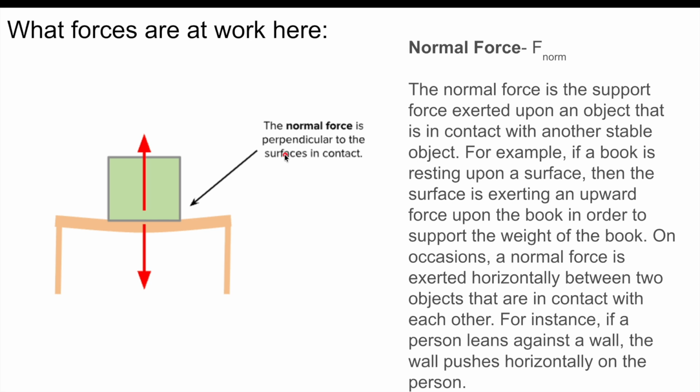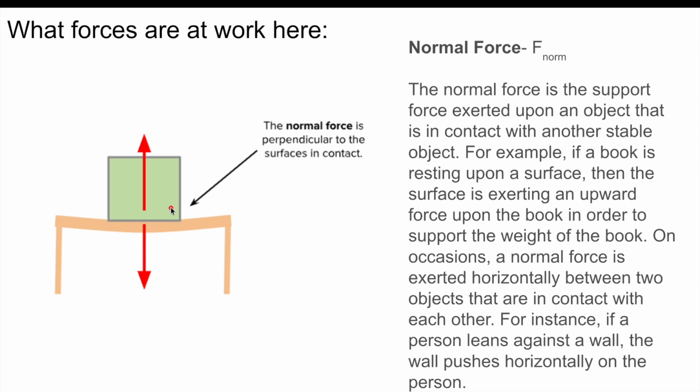The normal force is a supporting force and it's exerted on an object that is in contact with another stable object. For example, if a book is resting on a surface, then the normal force is being exerted upwards in order to support the weight of the book on the table. Sometimes the normal force is exerted horizontally between two objects that are in contact with each other. For instance, if a person leans on a wall, then the wall pushes horizontally on the person. But typically the normal force is perpendicular to whatever surface is in contact with the object.